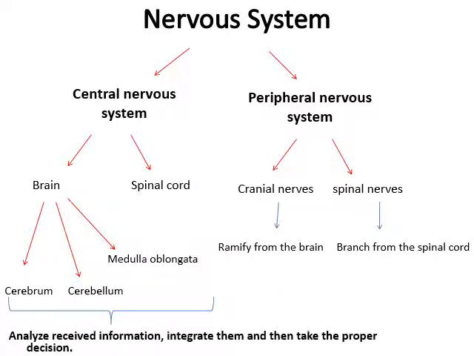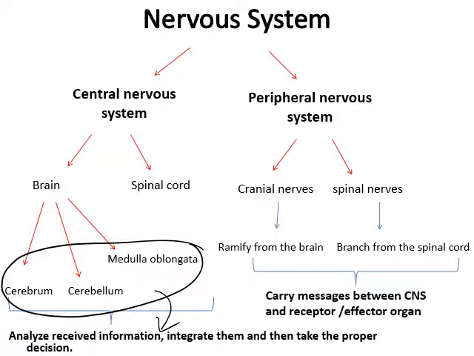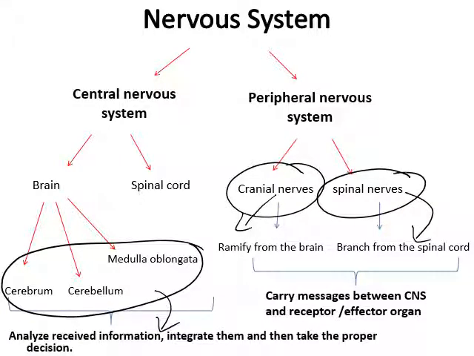Here we have the brain, which includes the cerebrum, cerebellum, and the medulla oblongata. What's the function of these three parts? It is to analyze received information, integrate it, and then take the proper decision. While the function of the cranial nerves and the spinal nerves: cranial nerves ramify or branch from the brain, spinal nerves ramify from the spinal cord. They carry messages between the CNS, central nervous system, and the effector organs or the receptor organs.